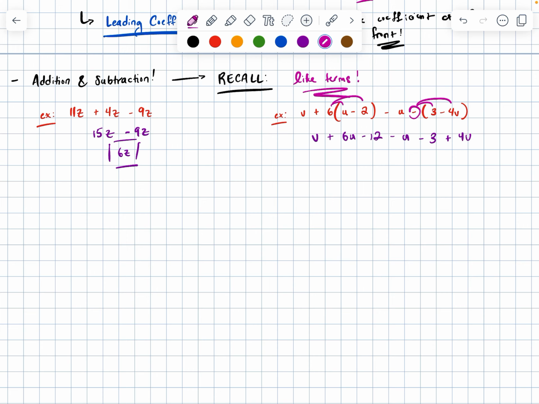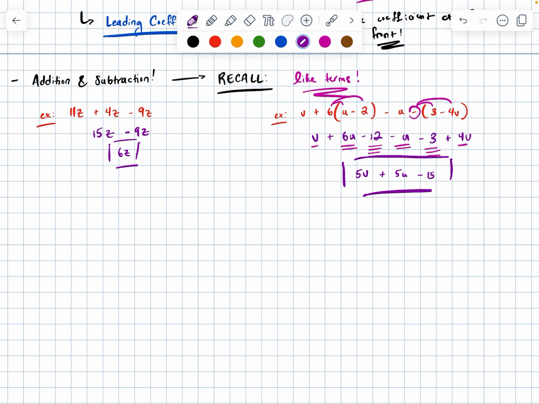All I've got to do now is find some like terms. Well, I've got v's that I can put together, I've got u's that I can put together, and I've got some numbers that I can combine. Well, v plus 4v gives me 5v. 6u minus u gives me 5u. And -12 minus 3, that gives me -15.